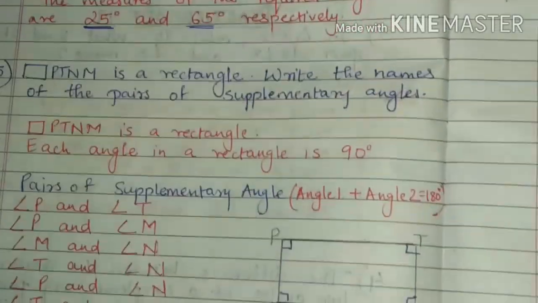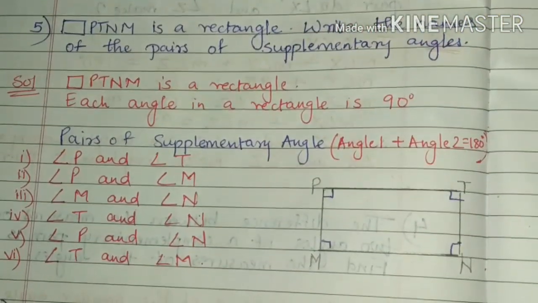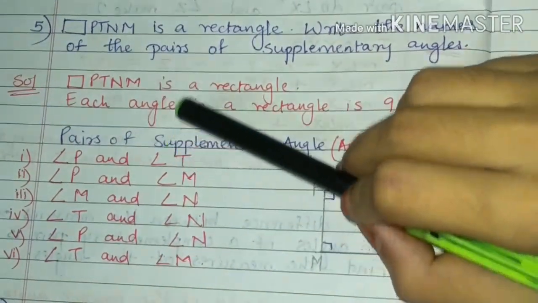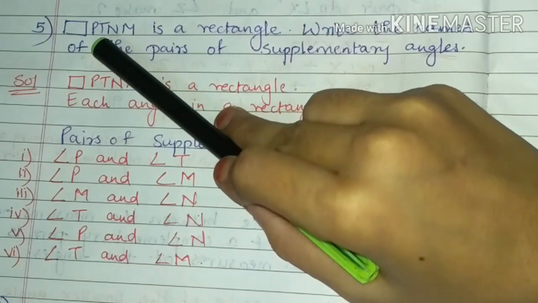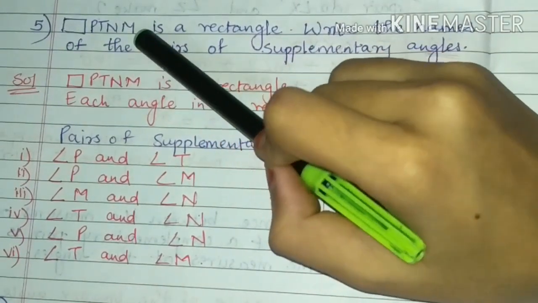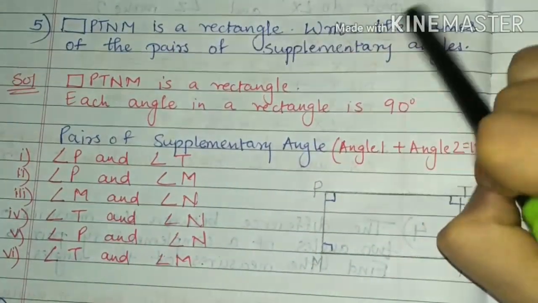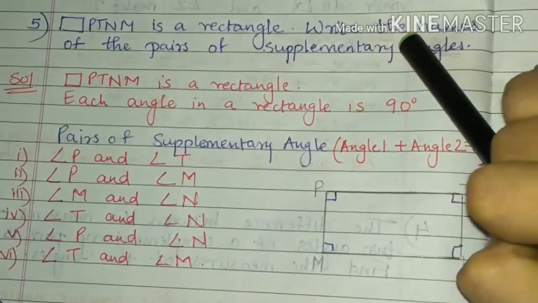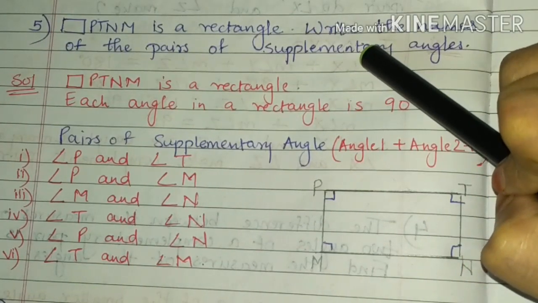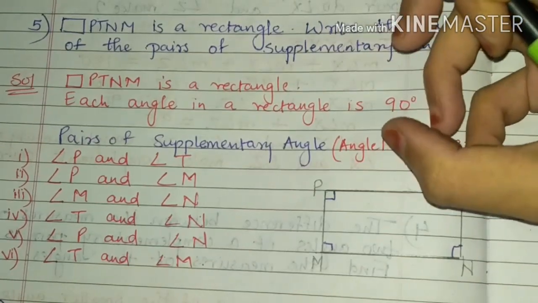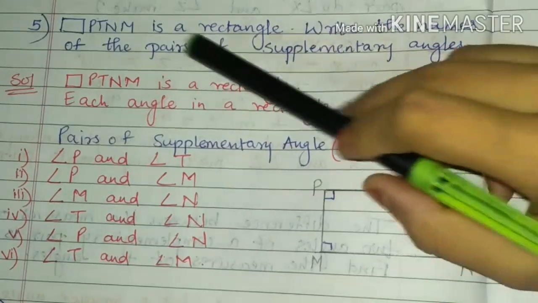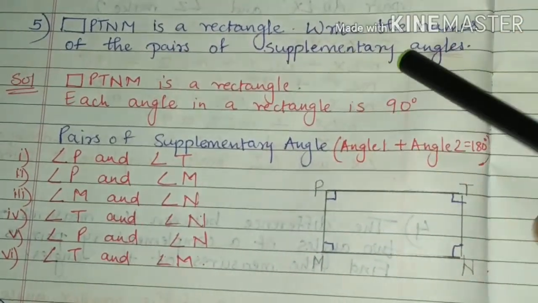Now see, question number 5. What is asked in question number 5? PTNM is a rectangle. See this box, quadrilateral PTNM is a rectangle. Write the names of the pairs of supplementary angles. It means we have to make a pair. Pair means two things coming together make a pair. So, for the rectangle, write the names of the pairs of supplementary angles.